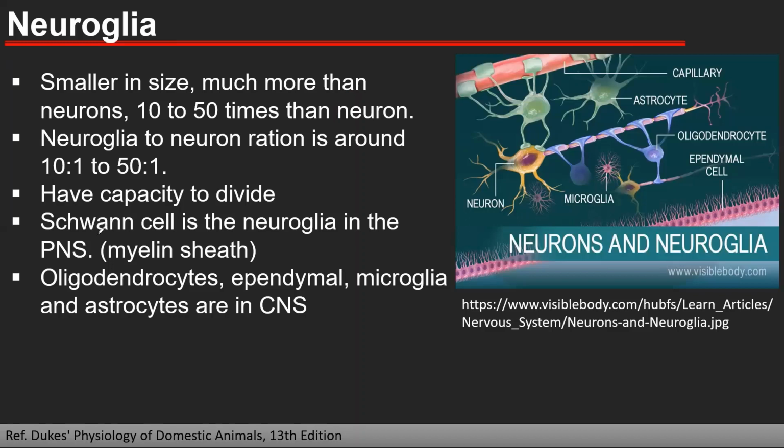The Schwann cell is the neuroglia which we can find in the peripheral nervous system. Other neuroglia like oligodendrocyte, ependymal cell, microglia, and astrocyte are all in the CNS. Only the Schwann cell forms the myelin sheath in the peripheral nervous system. So today let us see the Schwann cell.